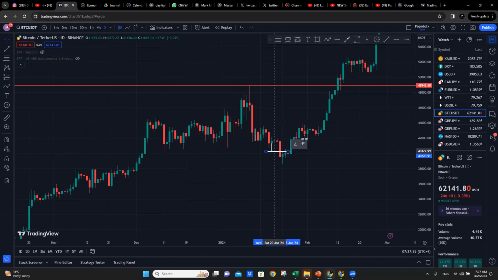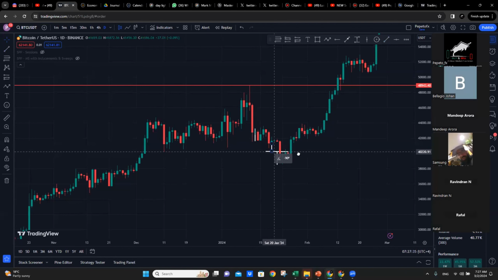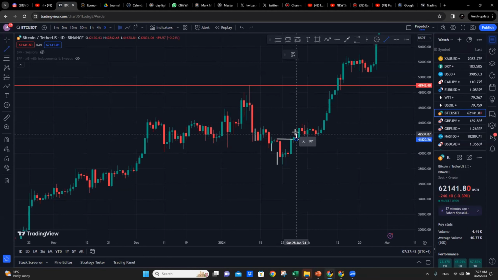BOS, your trend power. All right? So it is bearish to the downside. Now you have BOS. This is your trend power. It's a little bit higher. Okay.